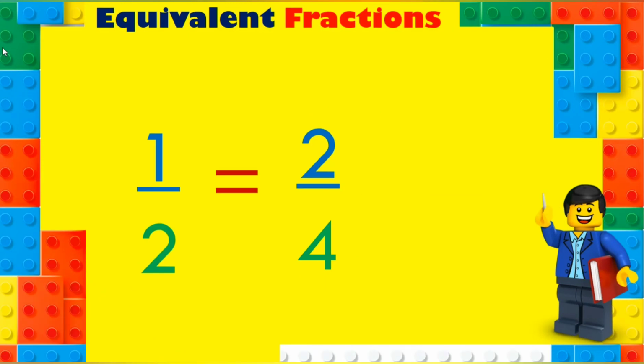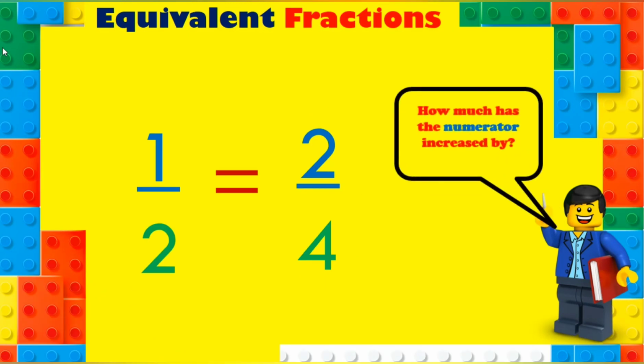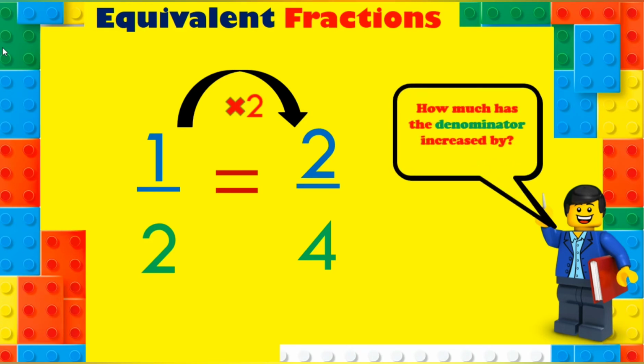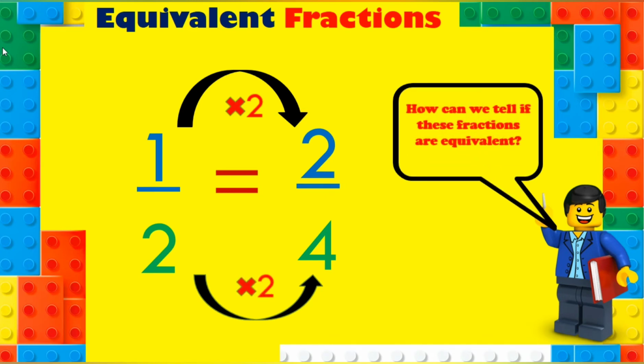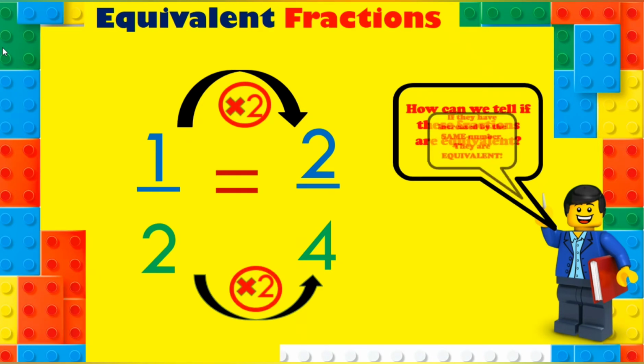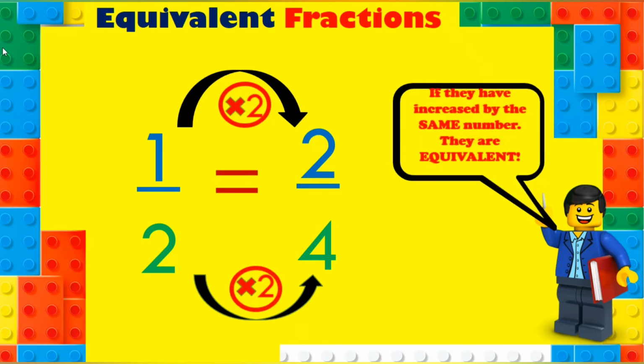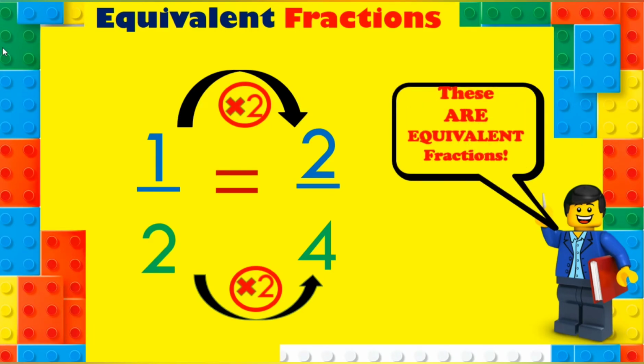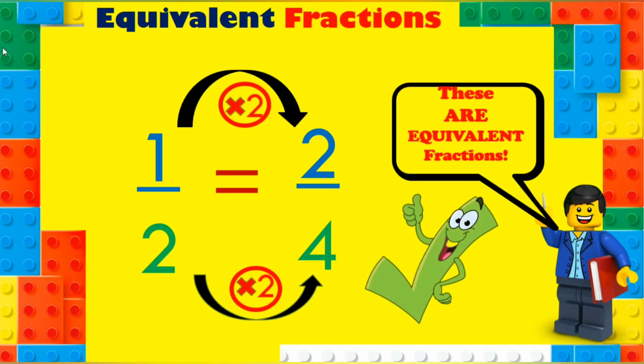So we have 1/2 and 2/4. How much has the numerator increased by? So 1 times 2 equals 2. How much has the denominator increased by? So 2 times 2 equals 4. How can we tell if these fractions are equivalent? Well, if they have increased by the same number, they are equivalent. So these are equivalent fractions.